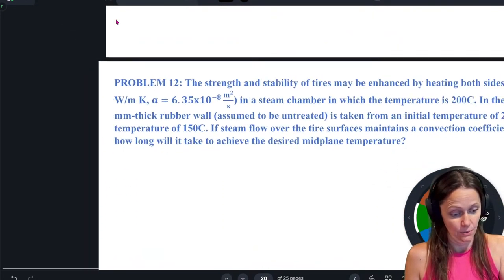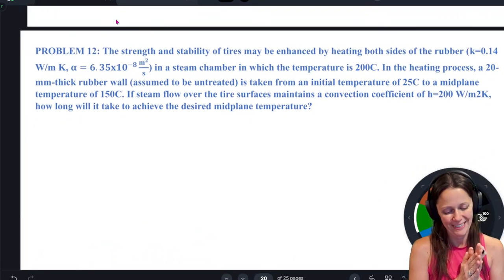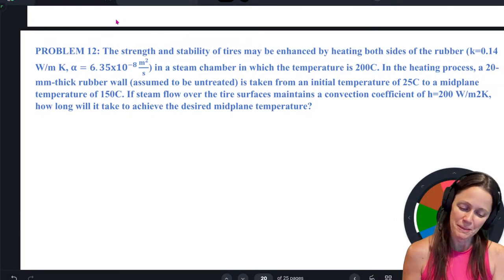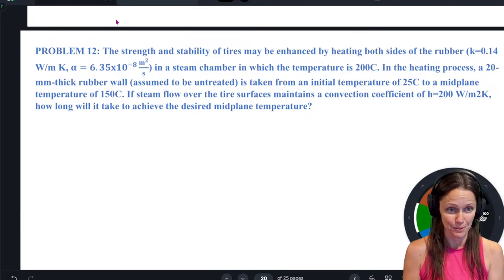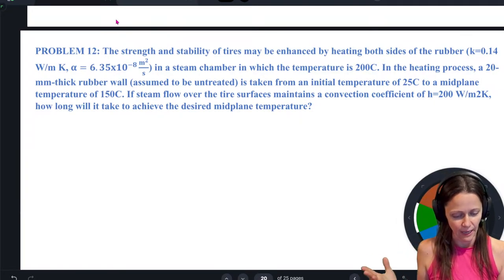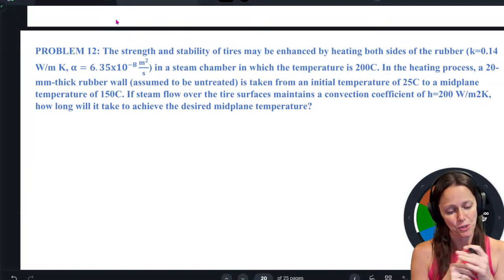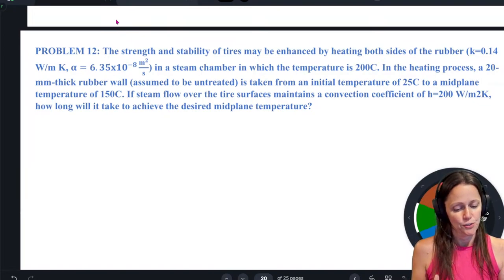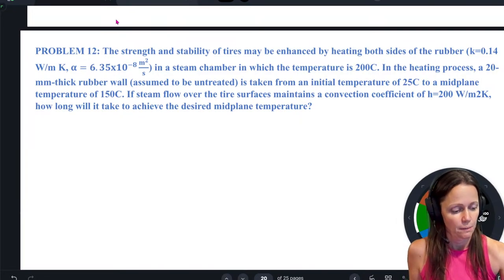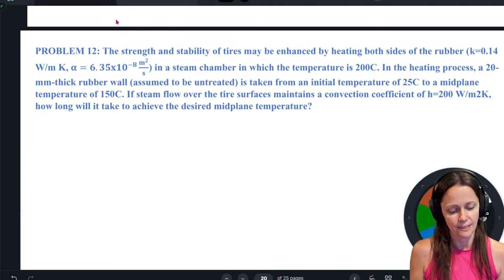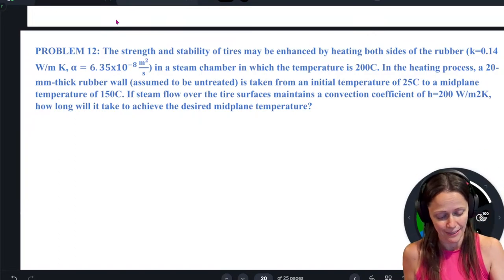Okay. Whoa. Really zoomed in there. All right. So the strength and stability of tires may be enhanced by heating both sides of the rubber, and then we're given some parameters there, K, thermal diffusivity, in a steam chamber in which the temperature is 200 degrees Celsius. So when we say tires, we're probably thinking, oh, cylindrical, but we're looking at, if you unfurled that rubber, that's what we're looking at.